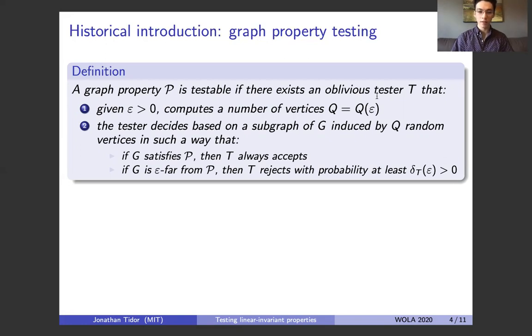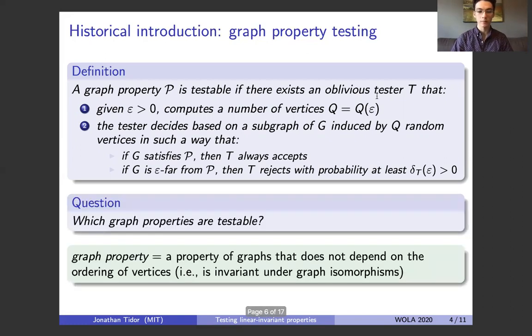The one fundamental question in graph property testing is: which graph properties are testable? Now, to be completely clear, let me define a graph property. A graph property is just a property of graphs, some collection of graphs, that does not depend on the ordering of the vertices of the graph. In other words, a property has to be preserved under graph isomorphism. An example of something which is not a graph property is, say, graphs where the first vertex is always connected to the second vertex. But lots of other natural things are graph properties, such as being bipartite, or triangle-free, or 3-colorable, or perfect. All of these are graph properties.